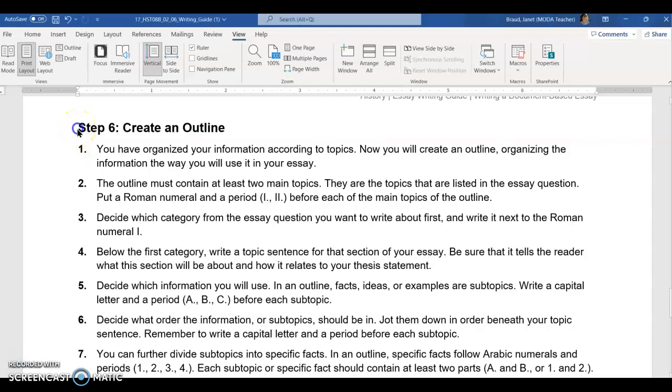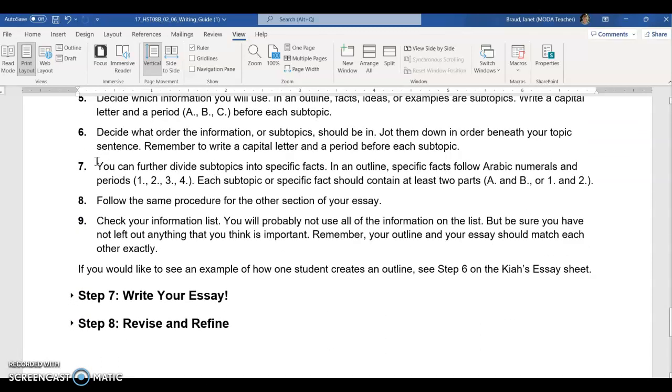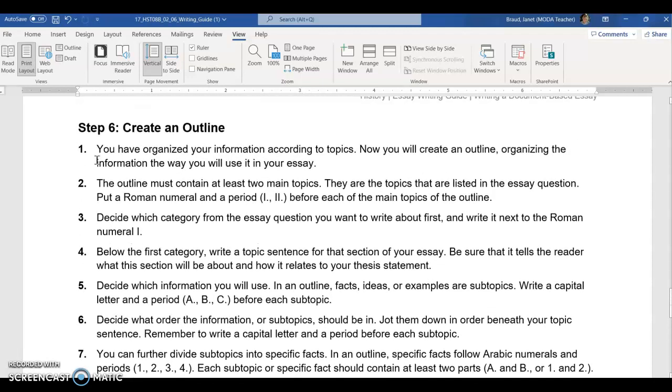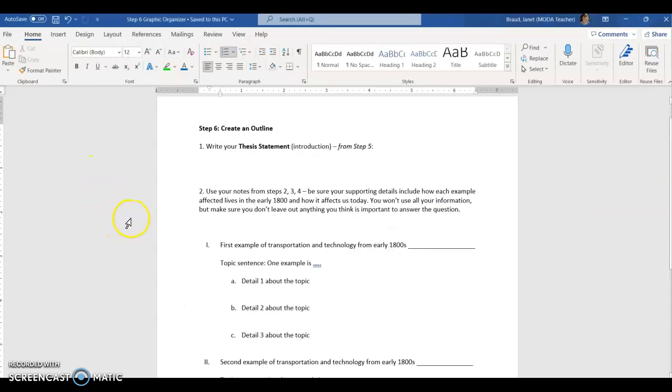Step 6 is to create an outline. So in this part of your document-based essay writing guide, it gives you a series of like 9 steps that you can follow for your outline. You can do that, but also linked in this section is a graphic organizer that you can use to fill in for your outline. If it's a Word document, you can print it out and write on it, or you can type directly on it to create your outline.